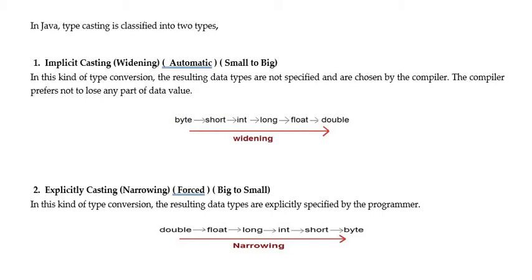But if some data has to be converted from big to small, then explicit casting has to be done. It is narrowing and it has to be done forcefully. In this kind of conversion, the compiler cannot convert it itself. So the compiler requires instruction.